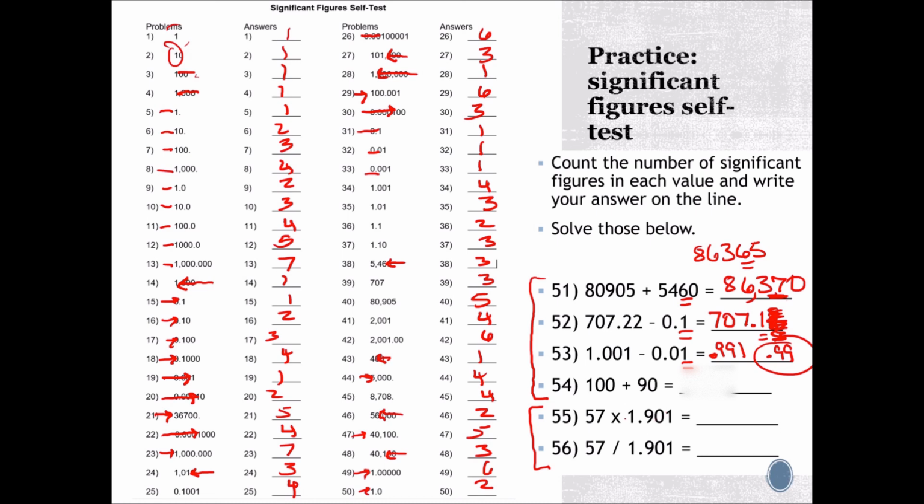54. Adding 100 plus 90, you get 190. The value with the lowest decimal place is the tens place, and that is already at the tens place, so no change is needed.